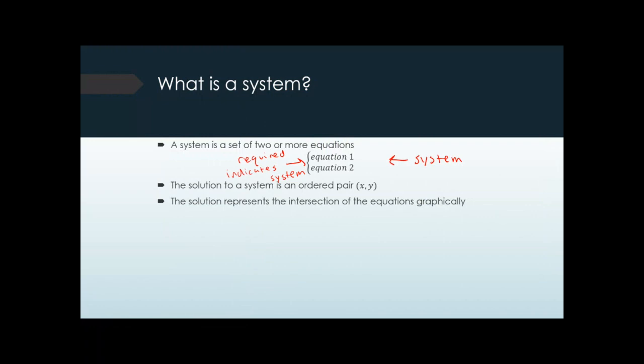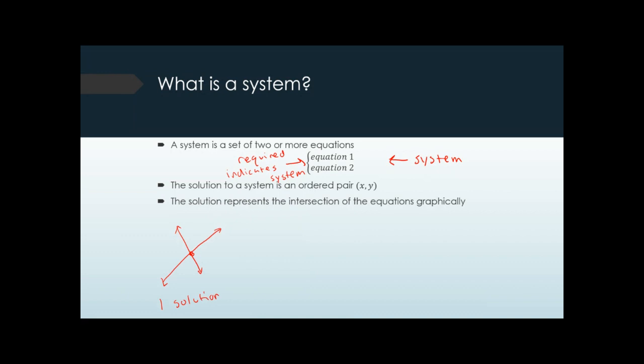The solution to a system. Normally when you solve an equation, you have one variable, your solution is one number. Here we are going to have two variables, so our solution is going to be an ordered pair of x and y. If you have two equations with two variables, let's say they're lines, then they're going to intersect somewhere. So your solution represents the intersection of the equations when you look at it graphically. Let's say I look at these with lines. This is one solution because there's only one intersection point.